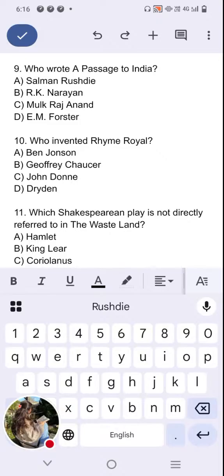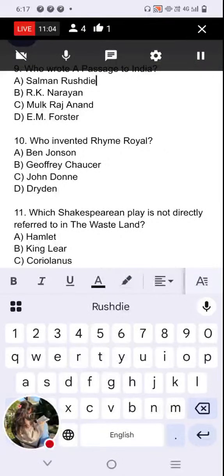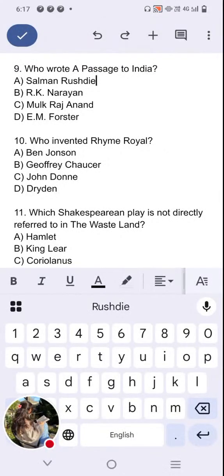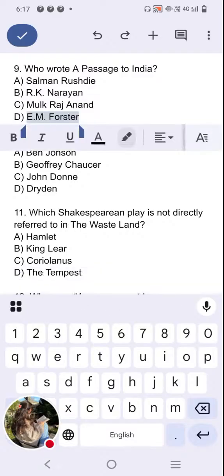And I hope those who are watching, you can guess it in the comment section. Even if you don't know the right answer, it's completely fine. This is how we all learn. And practicing as many questions as we can will definitely help us in any competitive exam. The right answer is option D, E.M. Forster.